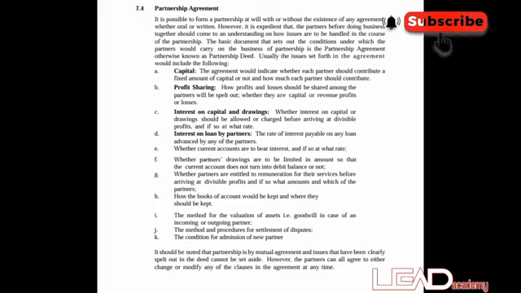We also have the condition for admission of new partners. How do we admit a new partner? What are the criteria that we need to follow before a new partner can come into the business? These are all partnership agreements, and there are a lot of them. In the long run, if the partners agree to change one of these conditions, it's also possible.